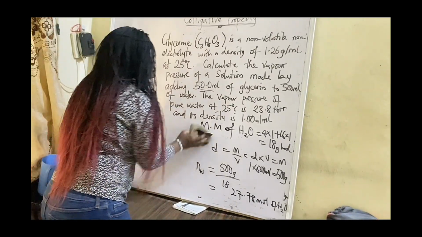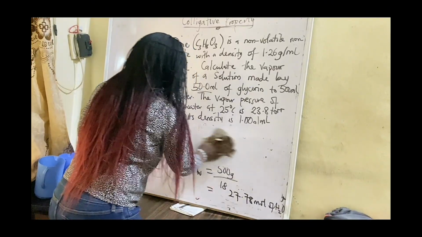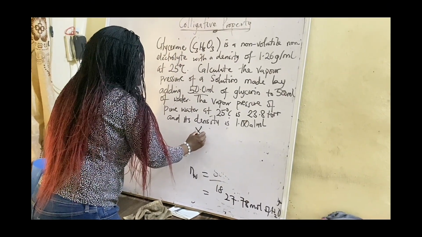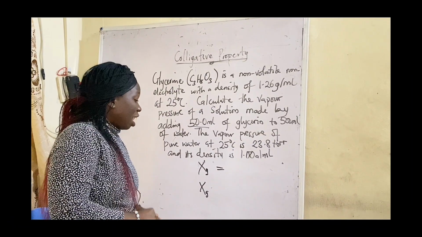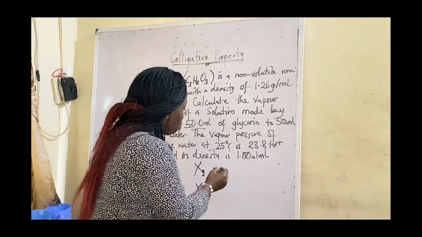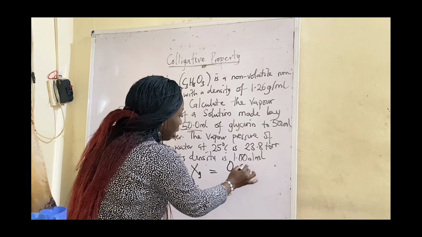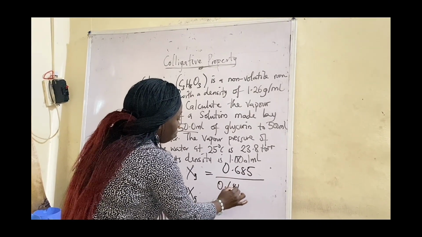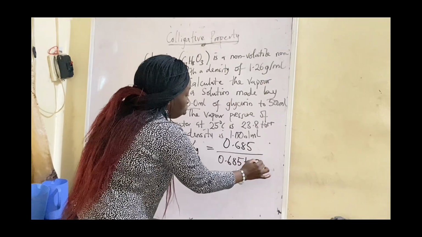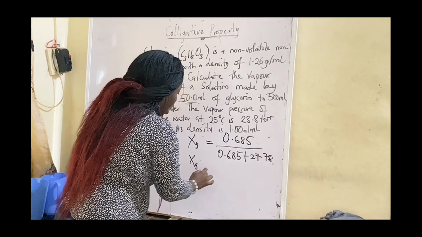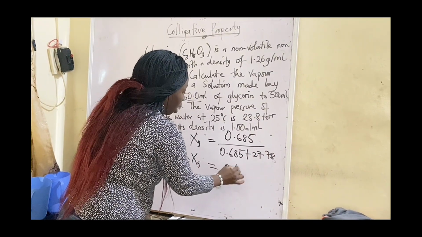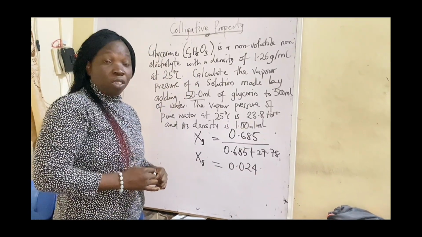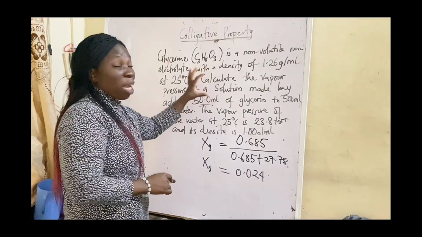So thereafter, it means that we can now calculate our mole fraction of glycerin. The mole fraction of glycerin will be given as 0.685 all over 0.685 plus 27.78, and therefore it will give us 0.024.